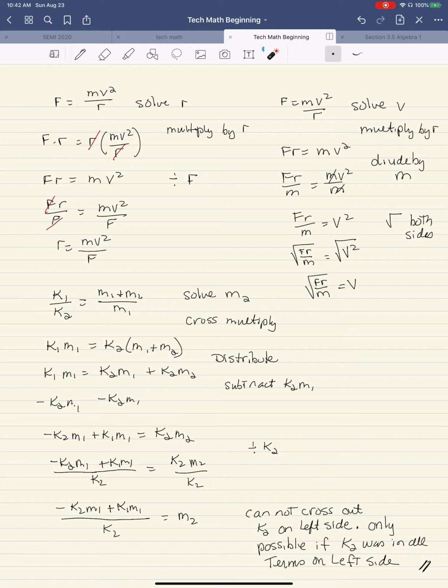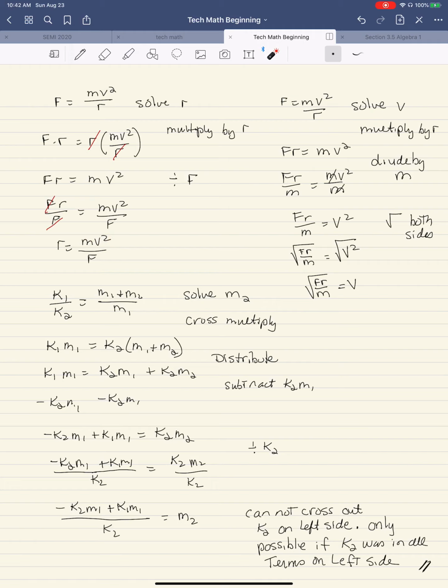Now I'm solving for r. Don't lose track of what you're solving for. This is a multiply by f. So I divide both sides by f, here and here. The f's cancel, and you're left with r equals mv squared over f.